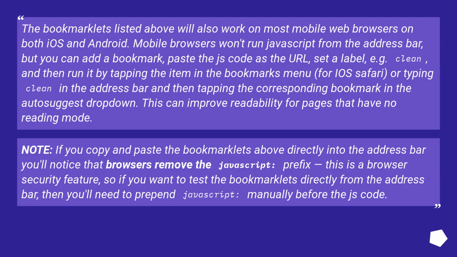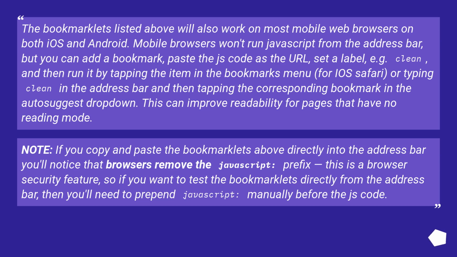The bookmarklets listed above will also work on most mobile web browsers on both iOS and Android. Mobile browsers won't run JavaScript from the address bar, but you can add a bookmark, paste the JS code as the URL, set a label, for example clean, and then run it by tapping the item in the bookmarks menu, for iOS Safari, or typing clean in the address bar and then tapping the corresponding bookmark in the autosuggest dropdown. This can improve readability for pages that have no reading mode.